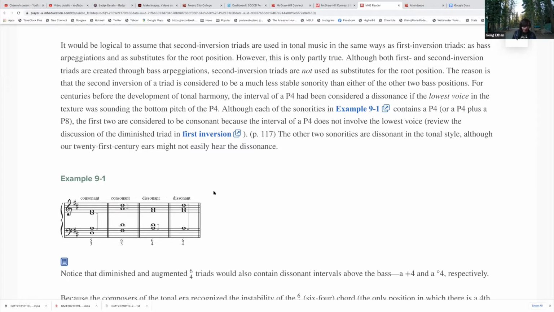For centuries before the development of tonal harmony, the interval of a perfect fourth had been considered a dissonance if the lowest voice in the texture was sounding the bottom pitch of the perfect fourth. Although each of the sonorities in example 9-1 contains a perfect fourth, the first two are considered to be consonant because the interval of a perfect fourth does not involve the lowest voice. The other two sonorities are dissonant in the tonal style, although our 21st century ears might not easily hear the dissonance. Did that make sense?